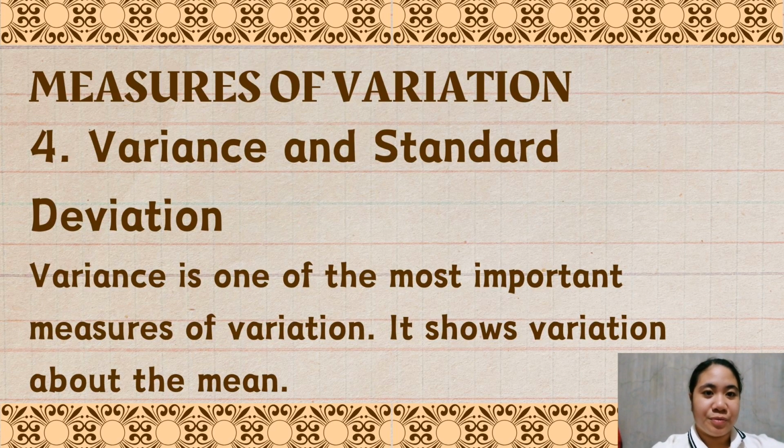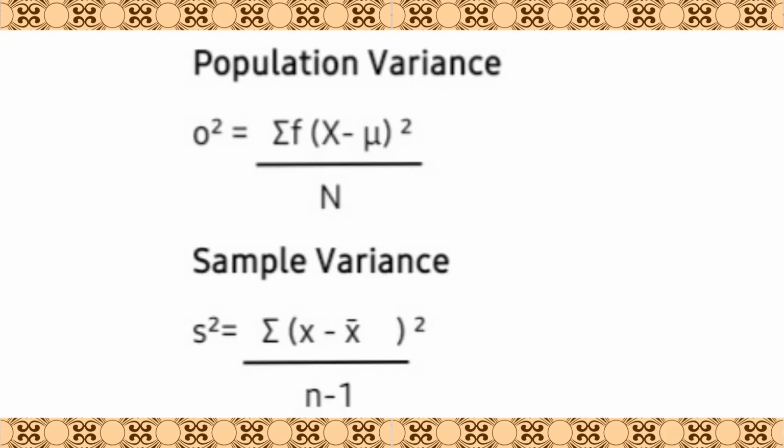Variance is one of the most important measures of variation. It shows variation about the mean. When we say variance, variance is the mean of the squared deviations from the mean. Squaring deviations of scores from the mean gives positive squared deviations. There are two types of variance: population variance and sample variance.